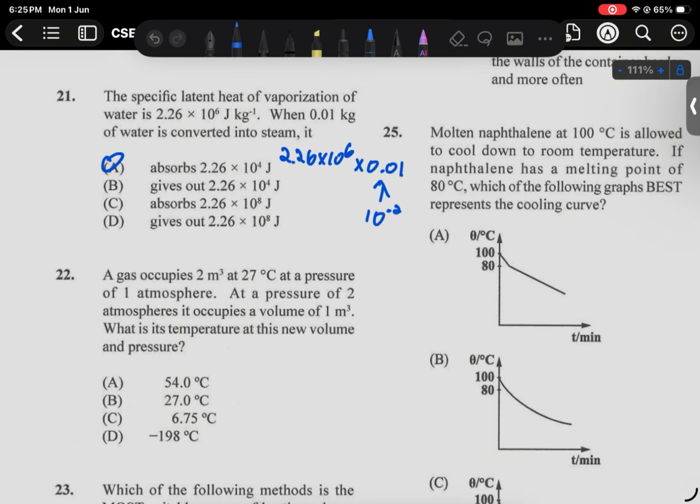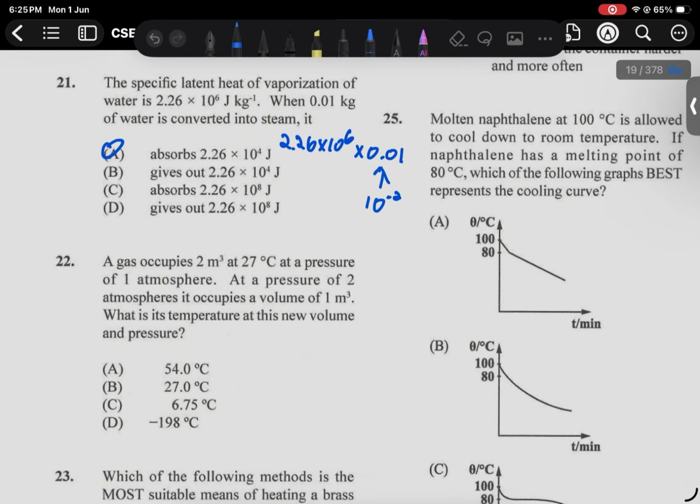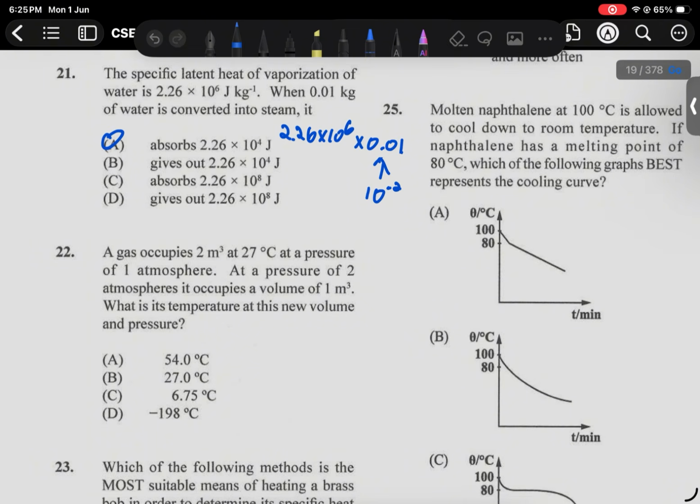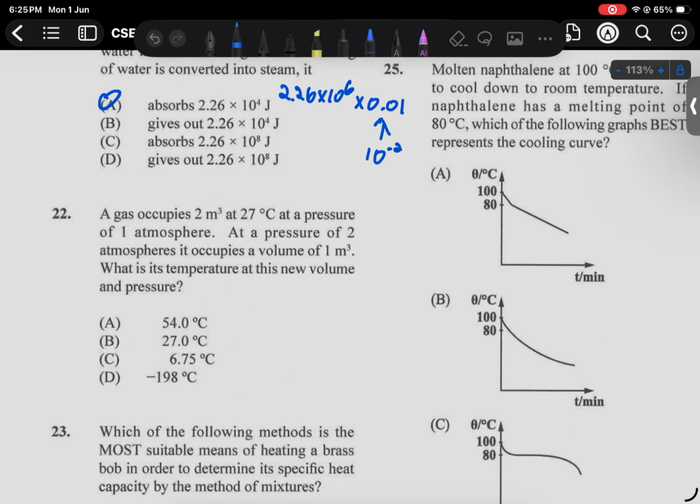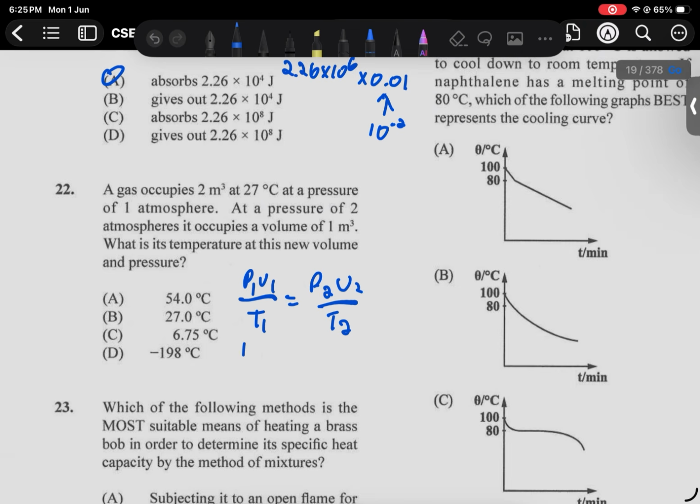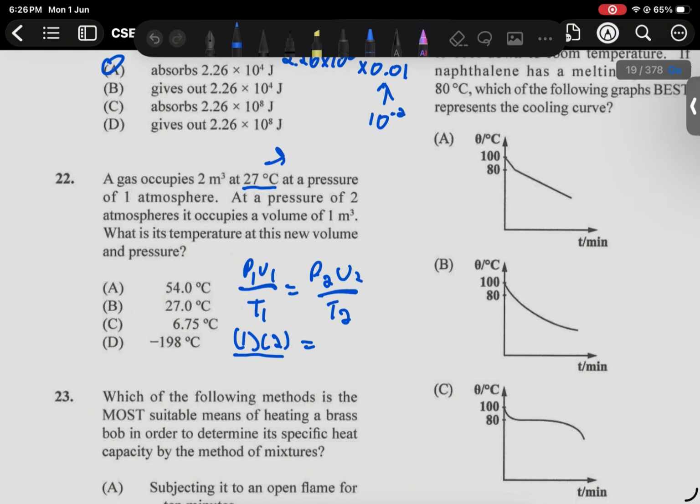A gas occupies 2 meters cubed at 27 degrees Celsius at a pressure of 1 atmosphere. At a pressure of 2 atmospheres, it occupies a volume of 1 meter cubed. What is the temperature at this new volume and pressure? So P1V1 over T1 equals P2V2 over T2. So the pressure is 1 atmosphere multiplied by the volume. And we have to change it to kelvins, but let's see something. Pressure 2 and volume 1. Oh, so we know that they would give the same temperature as when it started out, and it started out at 27 degrees Celsius, so it will be 27 degrees Celsius.